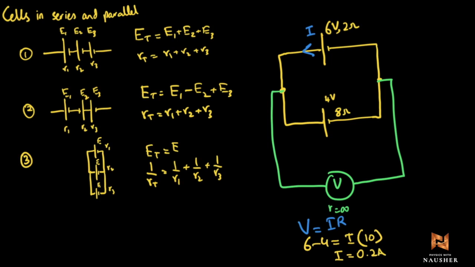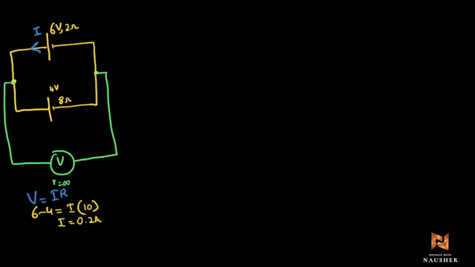Now, once you get the current as 0.2 amperes, the next question should be, what's the voltage? Is it 6 or is it 4? Is it something else? My idea is, it won't be 6, it won't be 4, it would be somewhere in the middle.